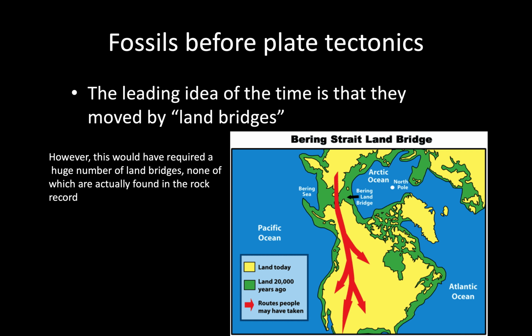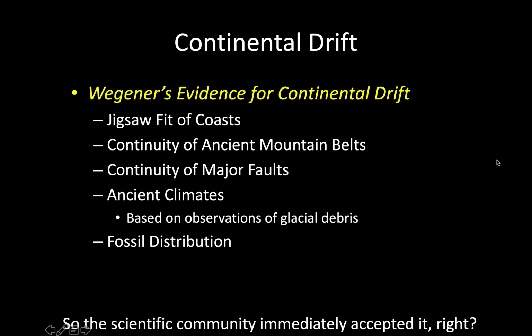So, let's sum up what we found with continental drift. Wegener's evidence was jigsaw fit of coasts, continuity of ancient mountain belts, continuity of major faults, ancient climates, fossil distributions. This is a heck of a lot of evidence, right? So the scientific community said, yeah, Alfred, I like it.